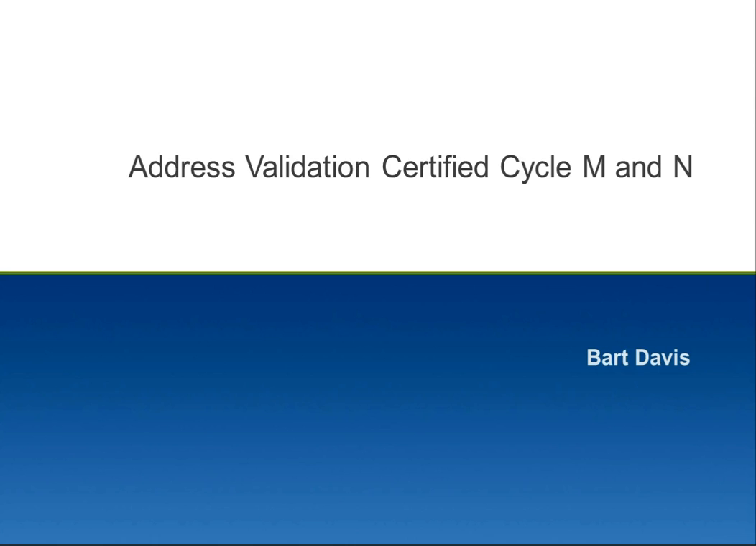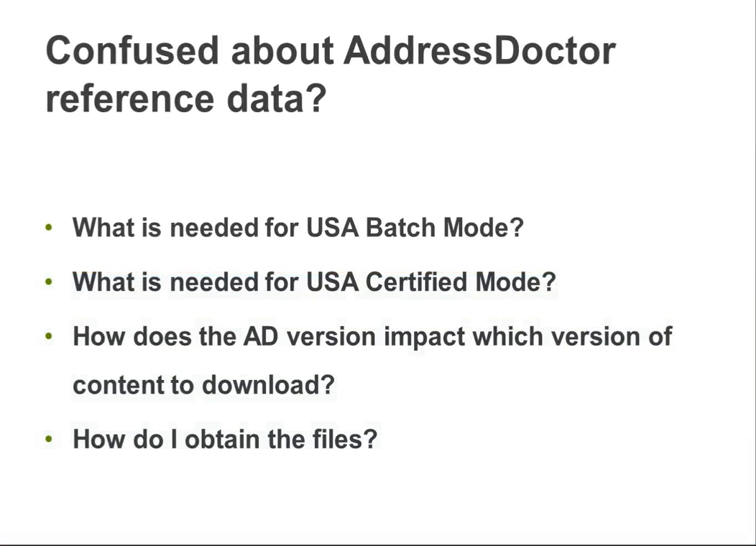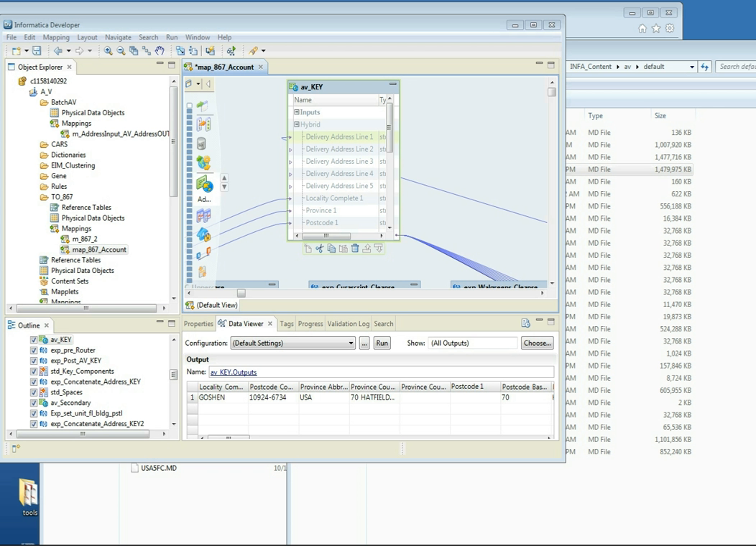Today we're going to try and clear up any confusion over Address Doctor reference data, going over what's needed for certified mode, how the correct certified content for USA can depend on the version of Address Doctor, and how you should obtain these files. For batch processing, you'll only require the file with BI in the file name.